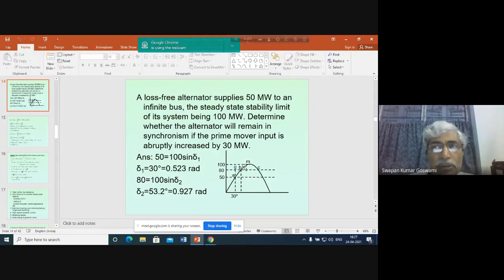How can we find it out? Obviously, for that limit, the synchronous speed will be restored when this input power line and output power curve are meeting at this point and at this point, and just at this point, the synchronous speed will be restored. So synchronous speed will be regained when just this point is reached. If this is true, then only we can say this is the limit in the increase in the input power.